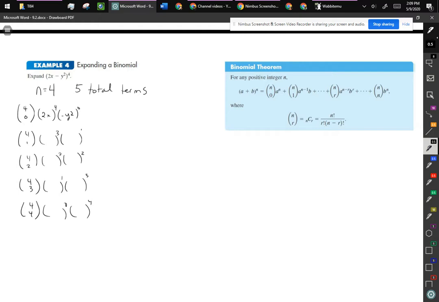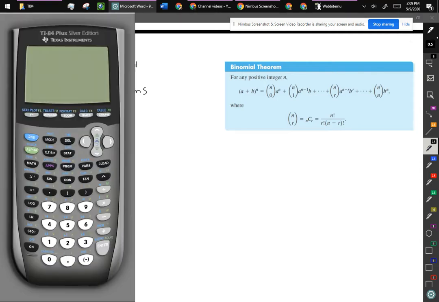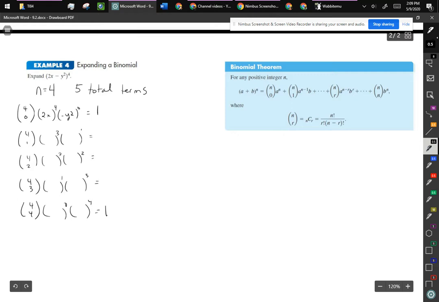Now, if we actually simplify these out, well, 4C0 is going to be 1, and 4C4 is 1, right? So I'm going to cheat, or I already did this on my calculator. Notice you get 4C1 is 4, 4C2 is 6, 4C3 is 4. That makes a lot of sense because it's symmetrical. It's part of Pascal's triangle. So it's going to be 4, 6, 4. You could always find the combinations out by hand without a calculator, right?